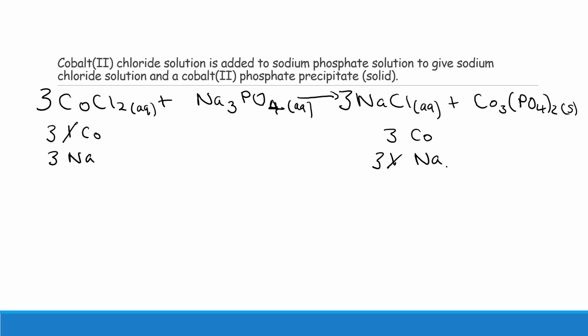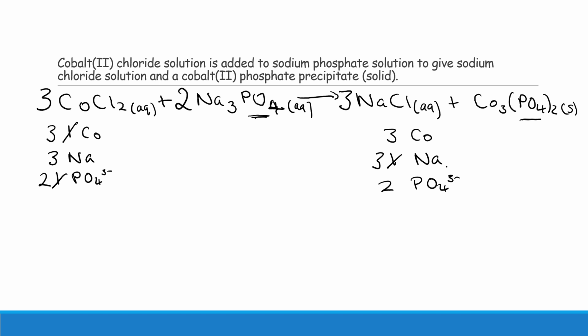Now it's time to look at the non-metals, which are polyatomics. So there is one phosphate, and notice the phosphate reoccurs on the other side. It's easier to keep it in a group. So there is one phosphate on this side, and there are 2 phosphates on this side. Okay, so I'm going to have to stick a 2 in front. Remember, I can't change the formula. So I'm going to stick a 2 here.